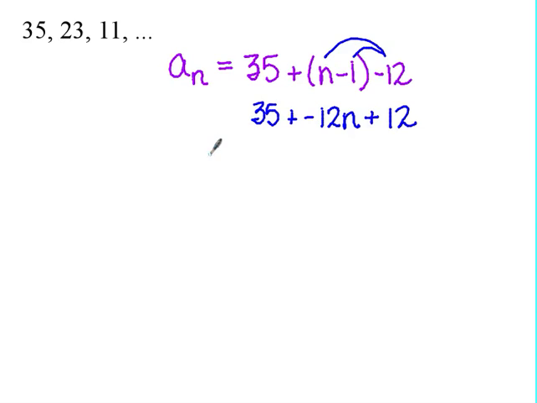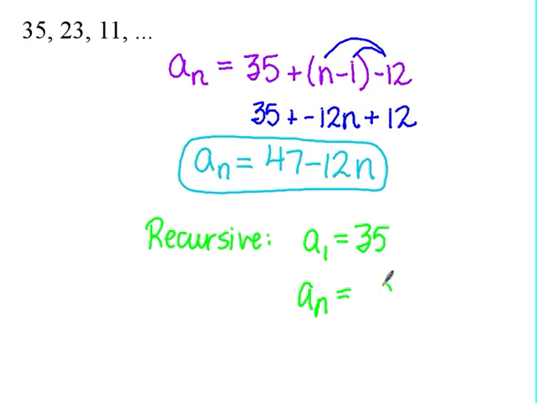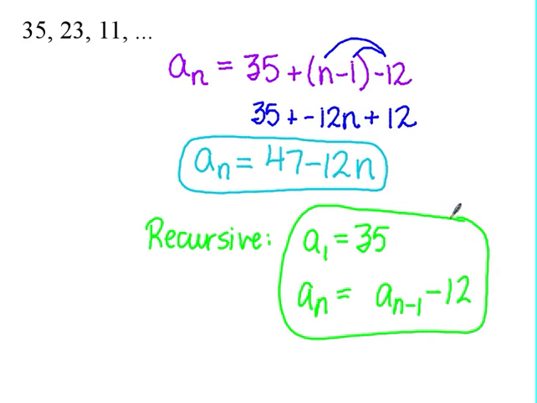So what does a sub n equal? 47 minus 12n. So there you go. There's your first answer. That is your explicit formula. So let's do it with our recursive. A sub 1 equals 35. A sub n equals, what am I going to do? Minus 12. Good. There you go. So think you can handle that?